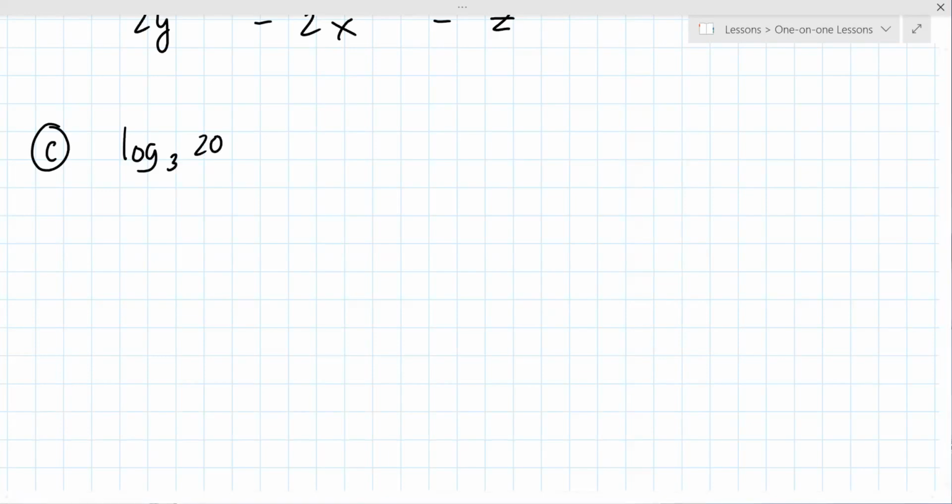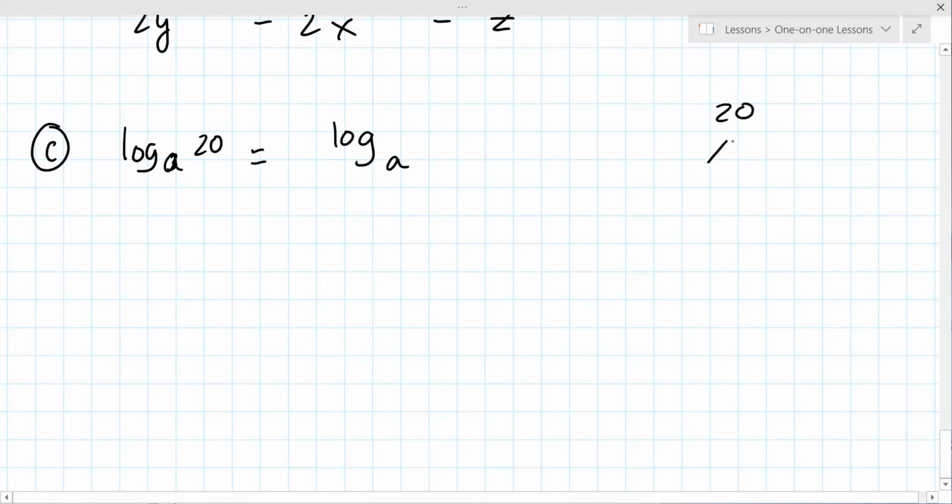Log base 3 of 20. Oh, actually, I take that back. See how all the givens are in terms of a. Actually, this one, your instructor must have meant that this was log base a. That's the only way I can think of to do this. So 2 and 10, 2 and 5. So this is 2 squared times 5.